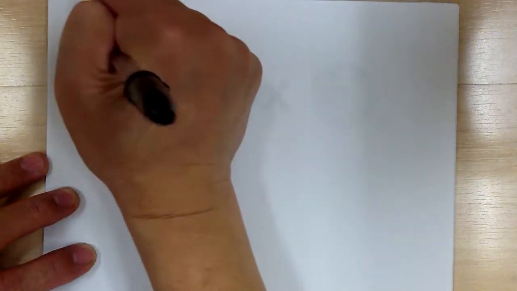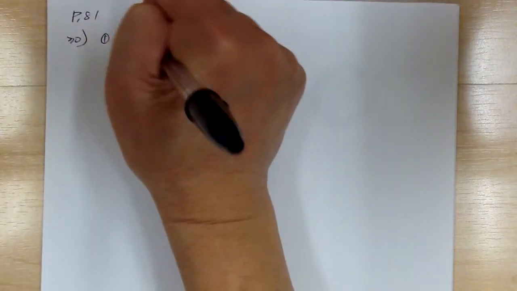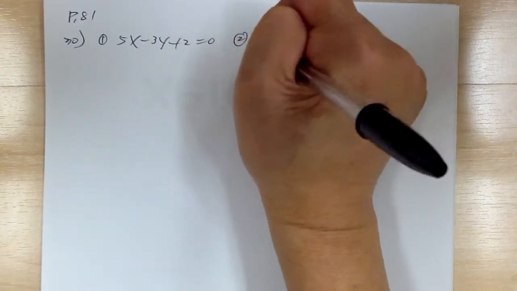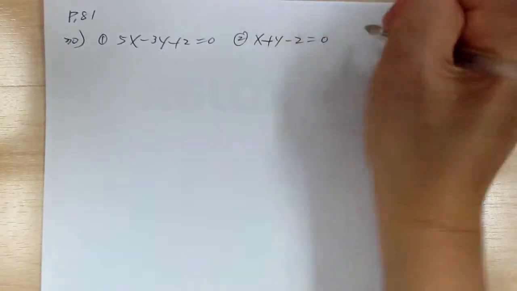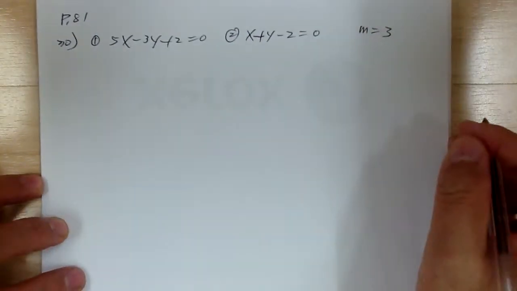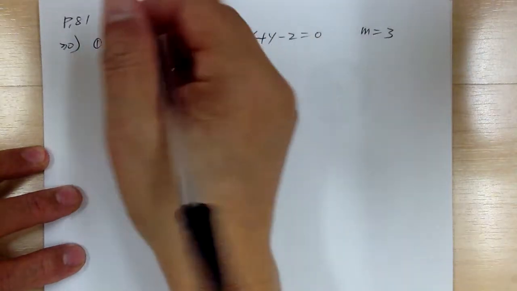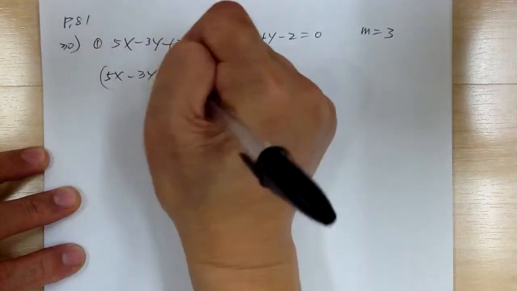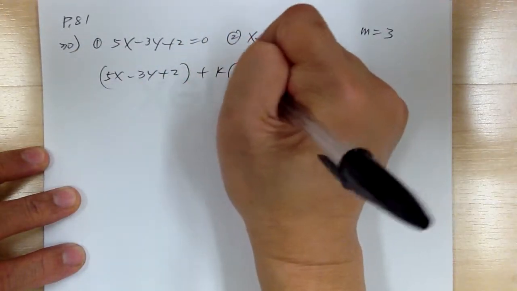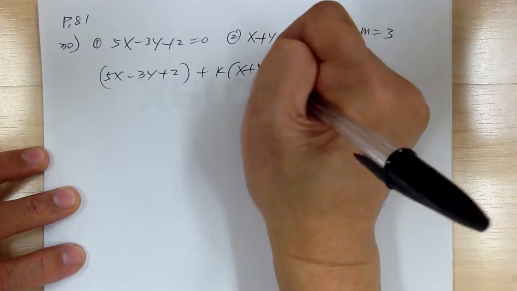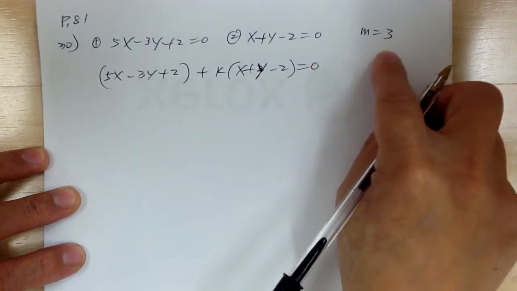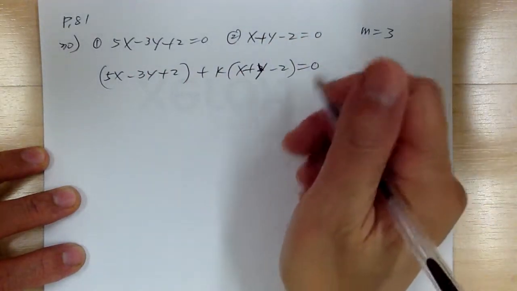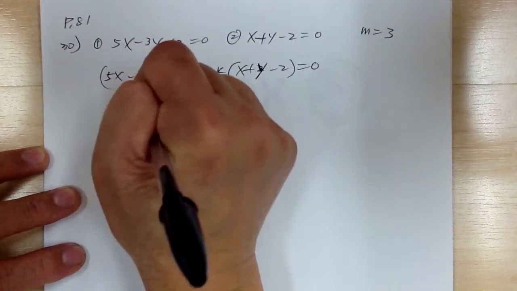Okay, number 30, again, you got two equations. So you got 5x minus 3y plus 2 equal to 0. Equation 2, you got x plus y minus 2 equal to 0. And now this one is m equal to 3. Okay, but first you do the same thing, write the family equation. So you got 5x minus 3y plus 2 plus k times x plus y minus 2 equal to 0. Now, with the slope given, it's going to be very complicated, so you have to work it out, okay? Because you have to use the m equal to negative a over b.